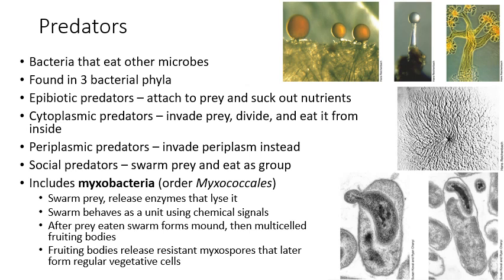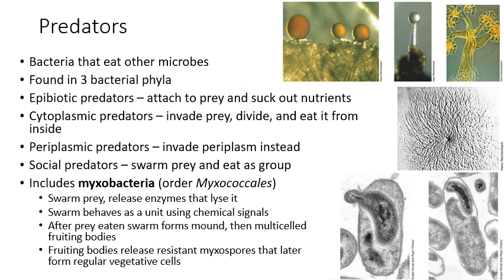One of the most interesting types of predatory bacteria is the Myxobacteria, which are found in order Myxococcales. These are social predators, so they will swarm their prey, and then they release enzymes that lyse the prey, breaking the cell open. All the cell's contents will spill out, and then the swarm will eat those contents. The swarm is actually able to behave as a single unit, even though it contains many different cells, because those cells are all releasing chemical signals that tell the other cells what's going on and help them act together as a single group.